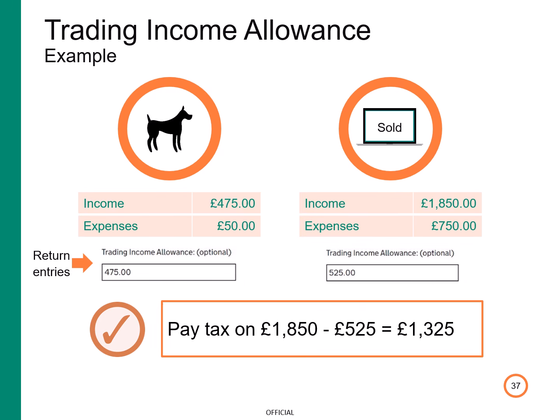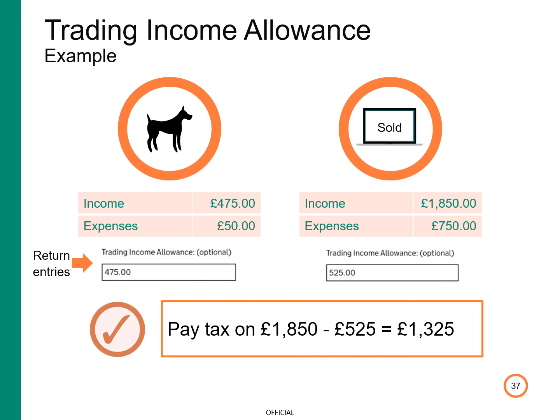Chris has two self-employed businesses. One is online selling and the other dog walking. These are the incomes and expenses from each of the businesses. Chris is filling in a self-employment section for each business. As they don't want to pay any tax on the dog walking business, they enter £475 in the trading income allowance box for that business. For the online selling business, Chris can use the remaining trading income allowance of £525. That's a total of £1,000 across the two businesses.